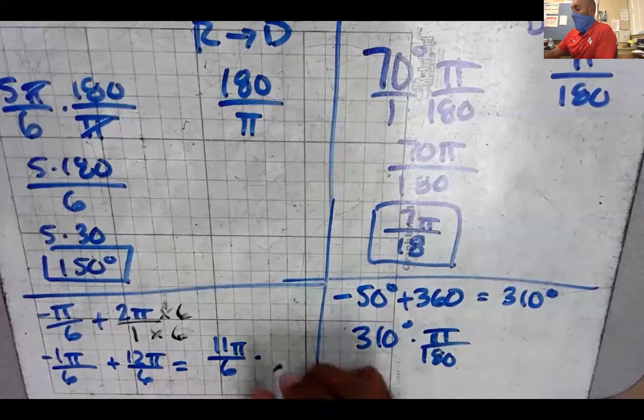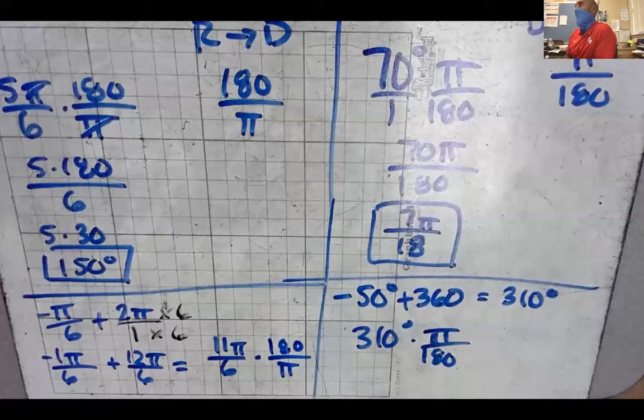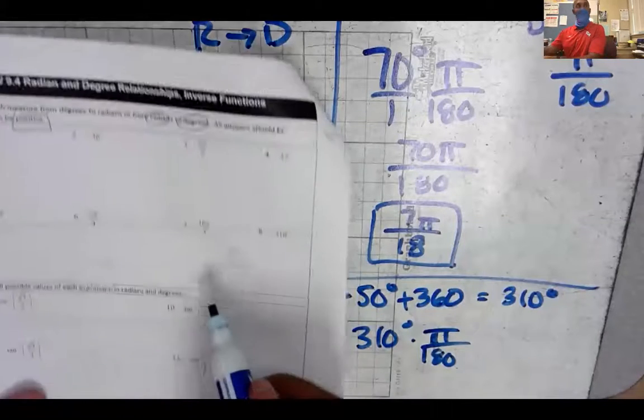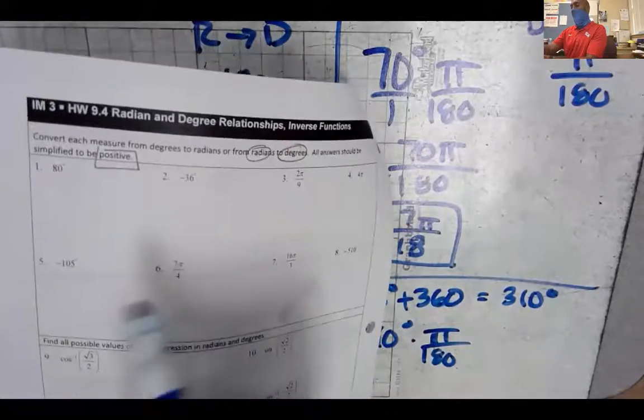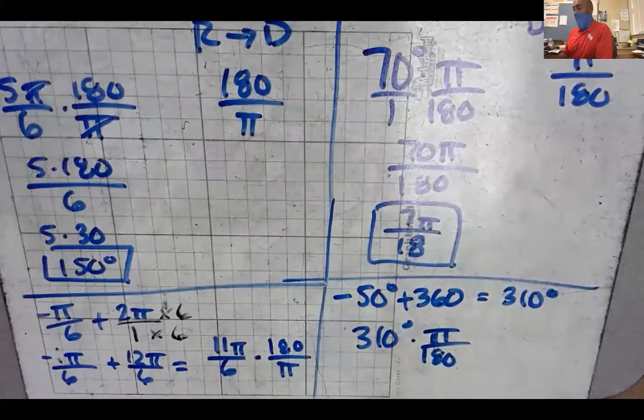Now, I would have to go through the steps of changing it, okay? So you guys got one problem like that, that's number 7, where you're gonna have to add 2 pi. The rest of them, you're not gonna have to do that, okay? But you will have one that's like that, okay?